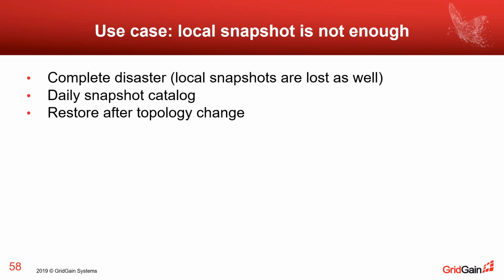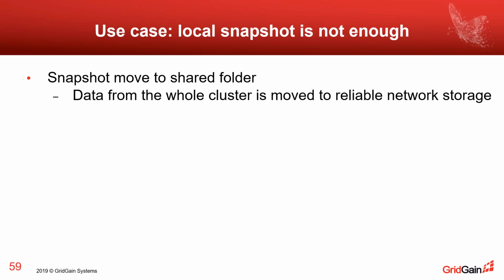But if you have already moved that snapshot to network storage, you just execute a restore command on the moved snapshot, and everything will be okay. All your files will be found. So what we can offer in GridGain to achieve such a use case is the snapshot move command. First of all, you create a snapshot and then execute the move command, which moves all your files to network storage and then deletes the snapshot locally.